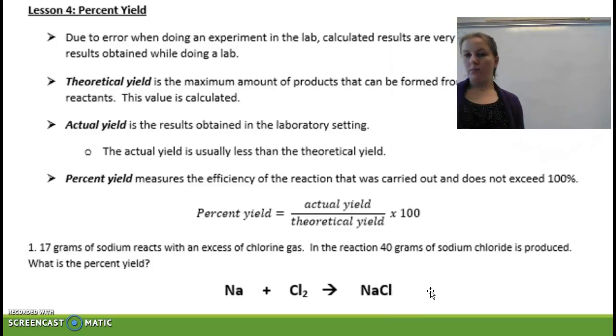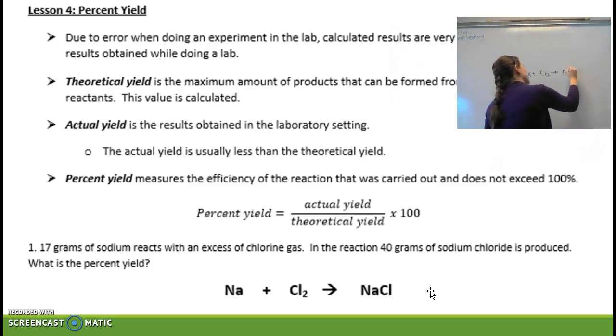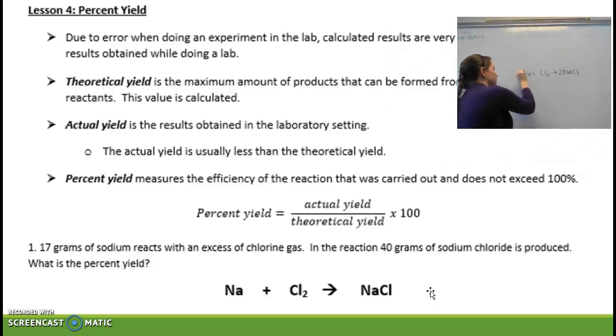So the first thing, again, make sure you have balanced reactions. So if we have Na and Cl2 forming NaCl, we're going to need a 2 here and a 2 there, so it's balanced, okay? Then after that, we need to figure out the theoretical yield. So the theoretical yield, we're going to have to do a calculation.